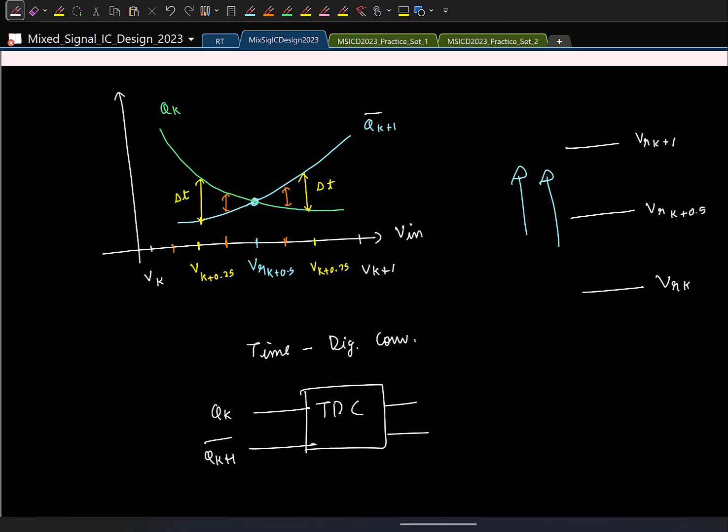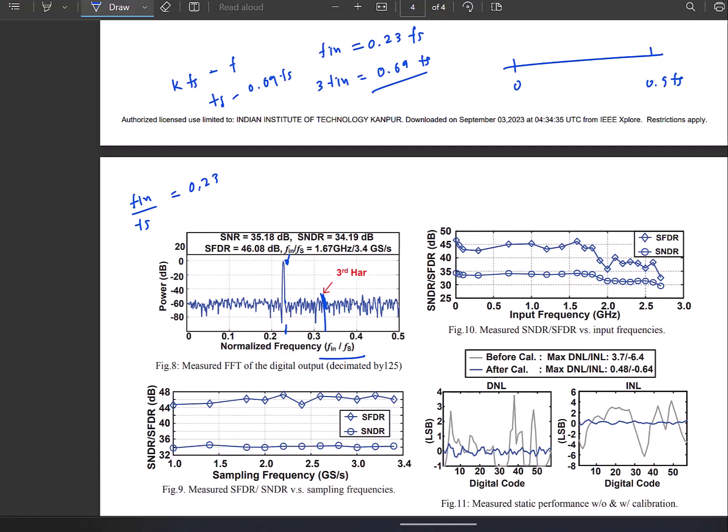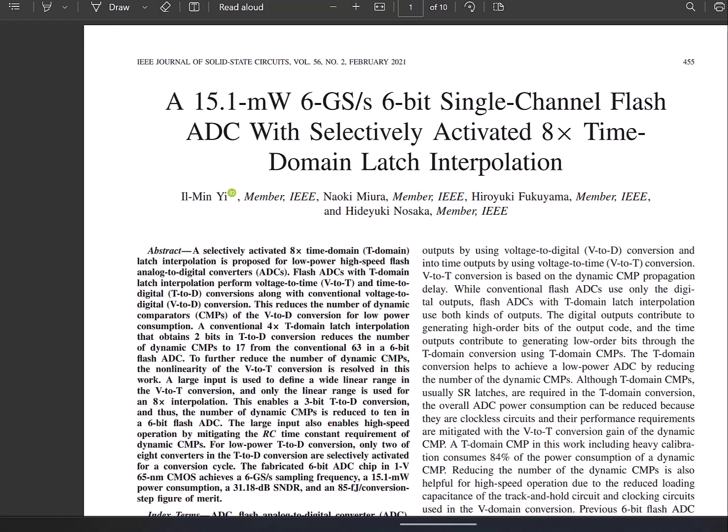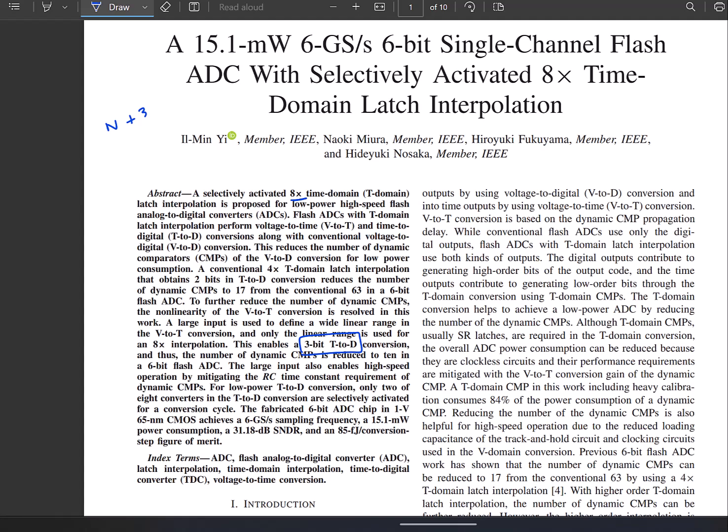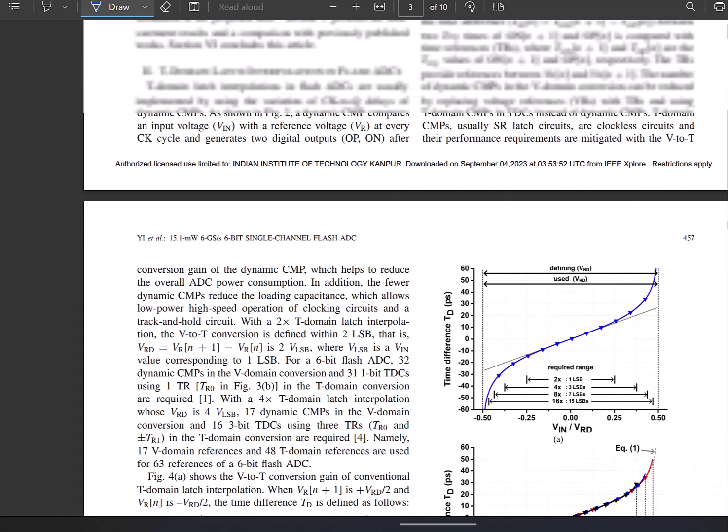Okay, and this has also been done, and this is relatively recent. It was in the Journal of Solid State Circuits only a couple of years before. Here again they have done 8x time domain interpolation, which means in addition to the number of bits you get from flash, they are getting 3 extra bits. So you have to digitize the time with 3-bit resolution, and they do a 3-bit time to digital conversion. Using that, they want a total of 6 bits, so you can have a 3-bit flash and a 3-bit TDC. I'll not go into a lot of details, I'll just quickly show and we'll move on.